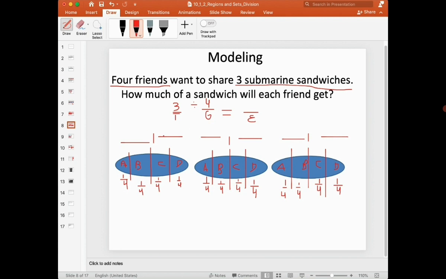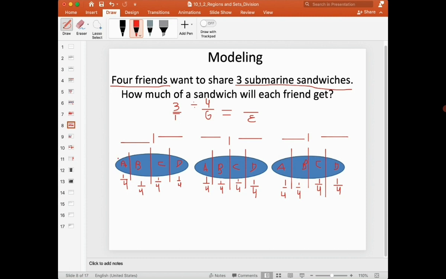So we have 3 wholes. 1 whole, 2 wholes, 3 wholes. We cut each whole into 4 pieces because we're trying to divide 3 wholes and share it with 4 people. Because each whole has 4 pieces, we don't count up the total number of pieces. To find those fourths, or the denominator, we only count the number in each whole. So there's 4 pieces in this one: 1, 2, 3, 4. We have fourths. We have 4 pieces in this one, so we have fourths. 4 pieces in this one, so we have fourths.